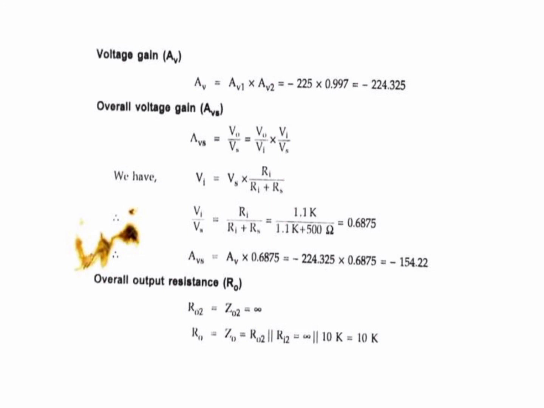And at last we get AVS is equal to AV into Vi by Vs, which is equal to minus 154.22. And also the overall output resistance: since it is given that HRE and HOE are negligible, we find that Ro2 is approximately equal to Zo2, which is equal to infinity, and Ro is equal to Zo, which is equal to Ro2 parallel to RL2, which is equal to 10K. These are just mere substitutions, so please use the appropriate formula in the correct places to find the correct result.